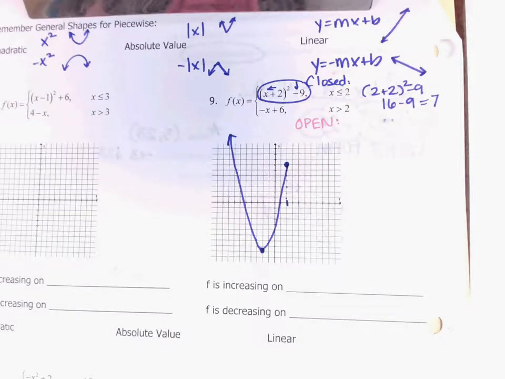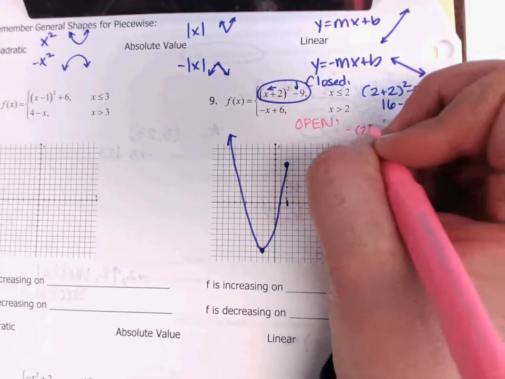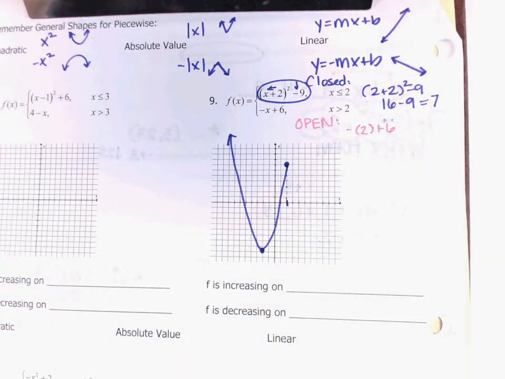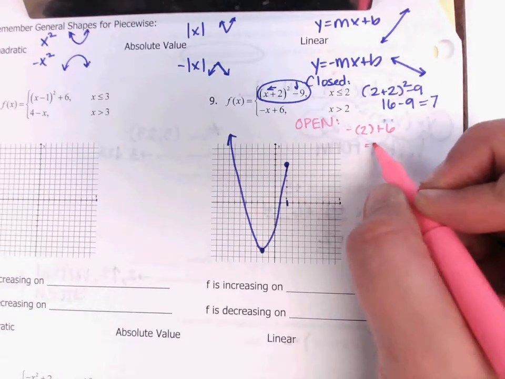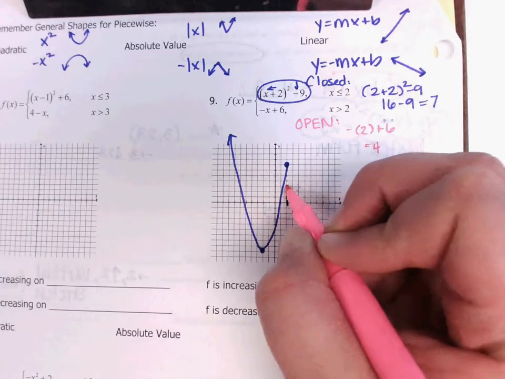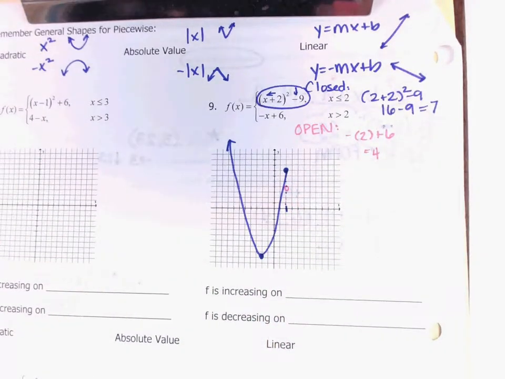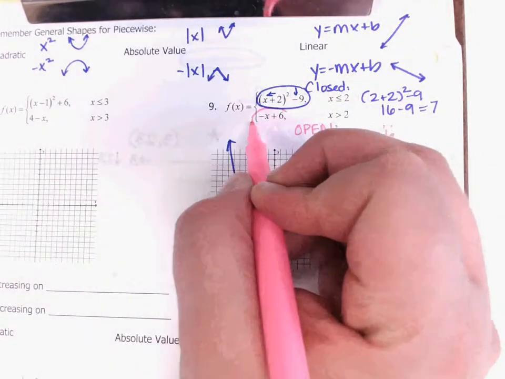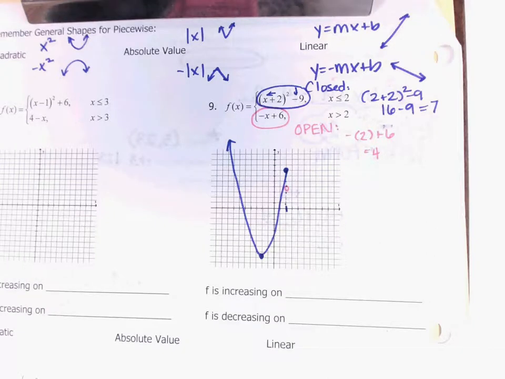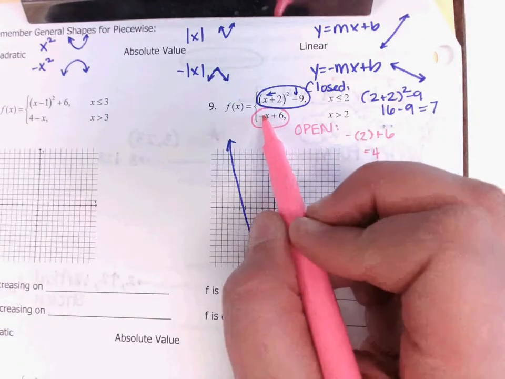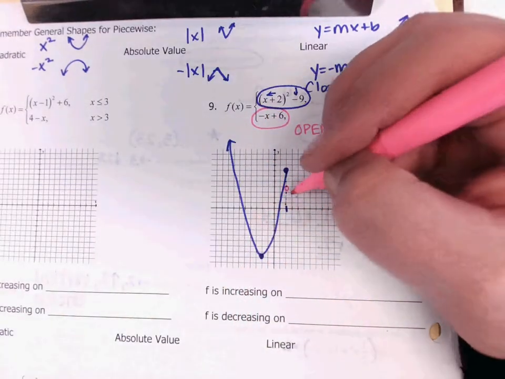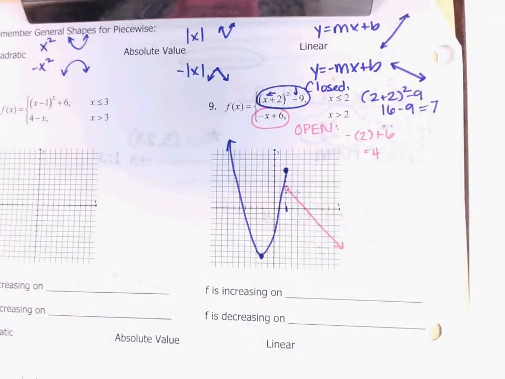Plug in 2 to the bottom. Negative 2 plus 6. How many do we get there? 4. And then I'm going to put an open circle at 1, 2, 3, 4. Then I look at the shape of that graph. If it's a negative x plus 6, what category does that fit in? A U, a V, or a line? It's a line. Now, if it's a negative x, what's the slope, up or downhill? Downhill. Very good. Okay. So this is your x plus 2 squared minus 9 side. This is your negative x plus 6 side. And if you want to do the slope very carefully, that's fine, but you don't really have to. Get the idea?